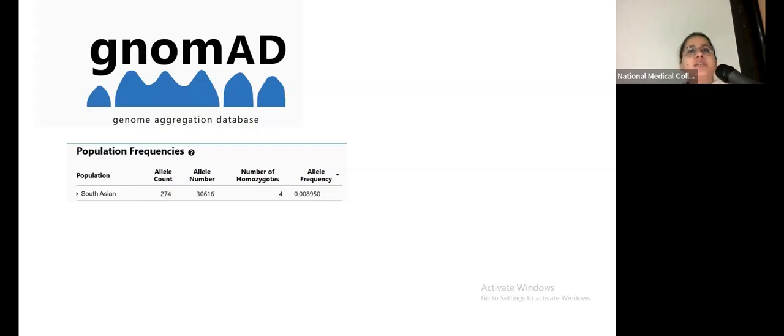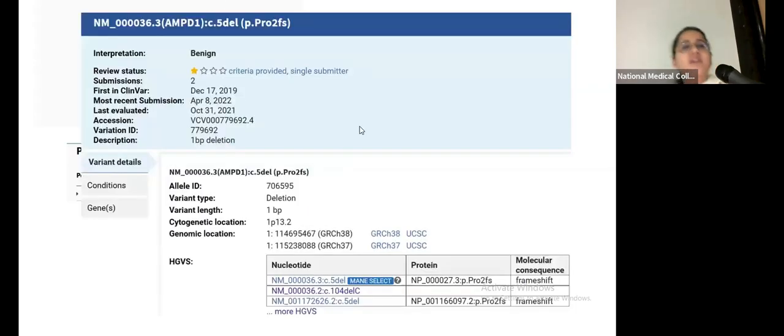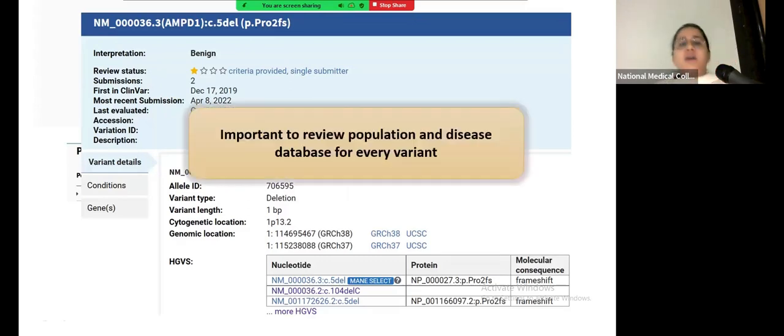We again looked at ClinVar. ClinVar is a disease database, and we found out that this particular variant has been reported as benign by the clinical lab in the year 2021. Now, this exome sequencing was done in the year 2016 or 17. So this shows us the value of reviewing the population and the disease databases for every NGS report that we have, because this classification may change over time with the availability of new evidence in the literature and the population databases.